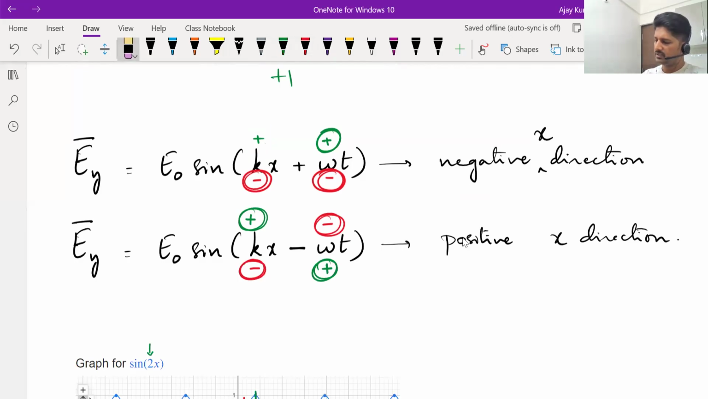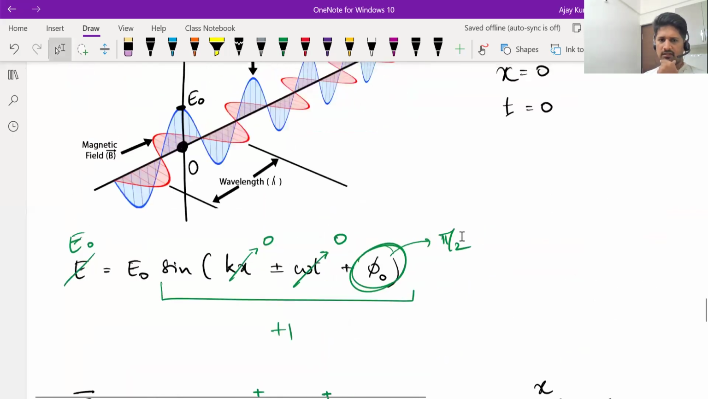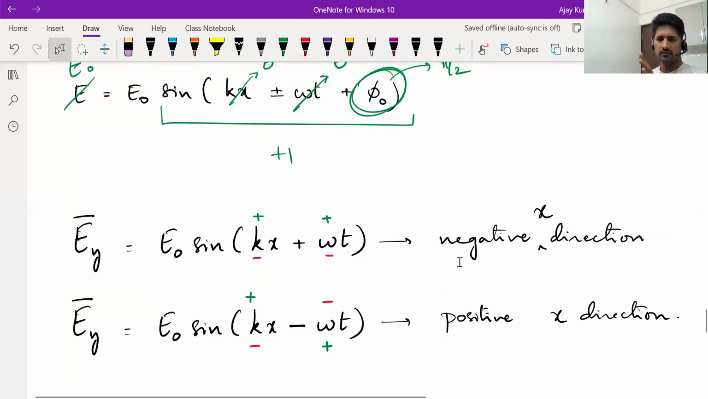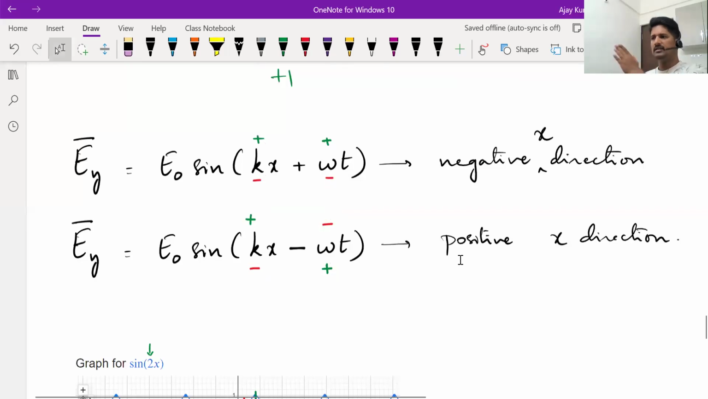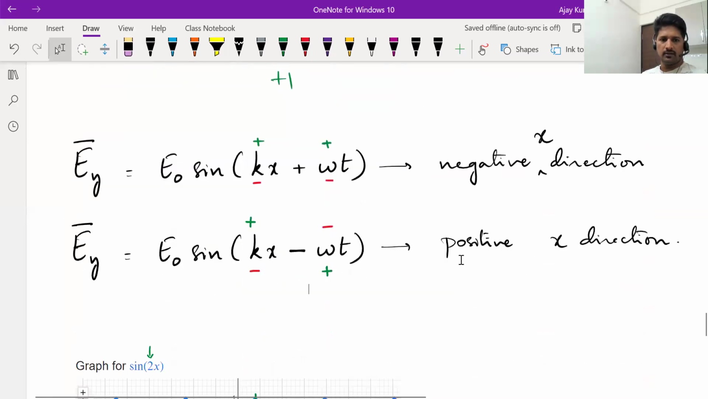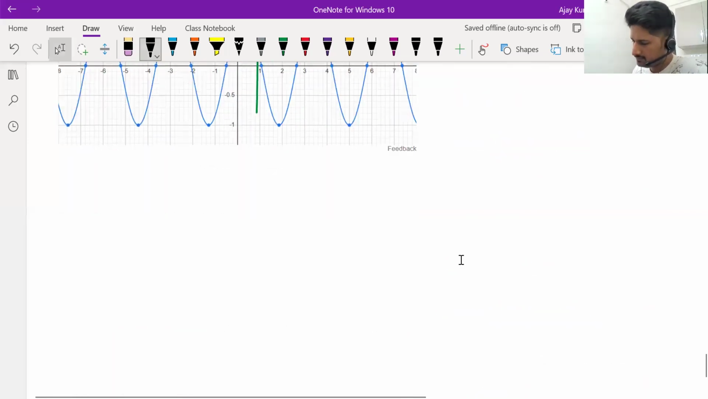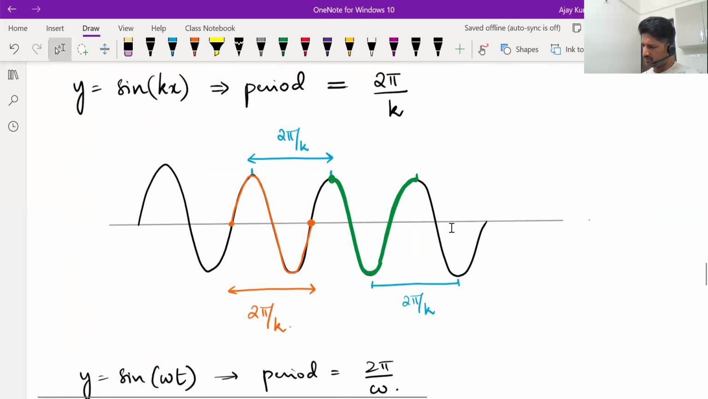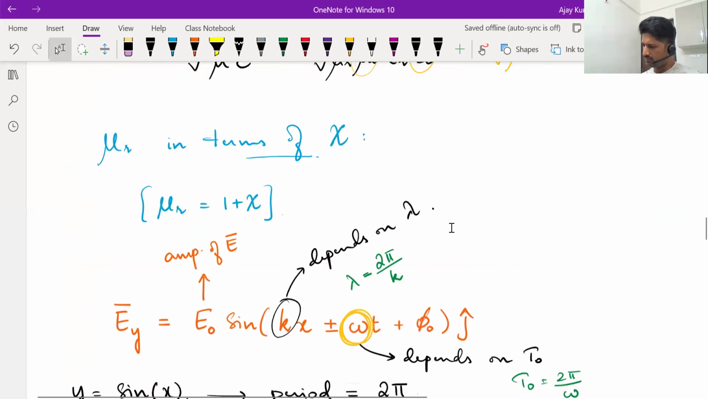Okay. So that is how we can tell the direction of propagation of wave based on these plus minus signs, based on the coefficients of x and t. So remember, if they have the same sign coefficient, like both positive or both negative, it's going in the negative direction. If they have coefficients of opposite signs, then the wave is going in the positive direction. Fine. So we have discussed wave equation, how to find out the peak values of one from the other.